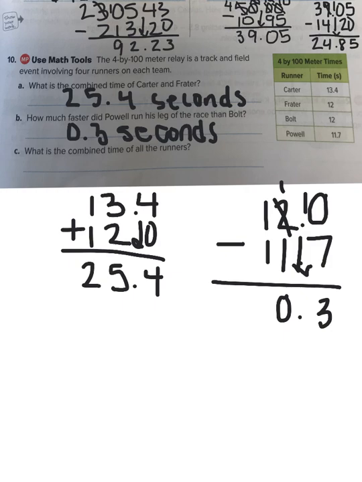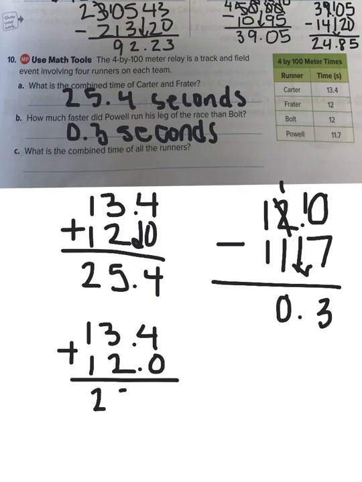Next, part C is asking what the combined total of all of the runners is. So we first need to add up Carter and Frater, 13.4 plus 12, which we know from above is 25.4. Then we need to add Bolt's time onto this, which is 12. Lining up our decimal place, 4 plus 0 is 4, 5 plus 2 is 7, and 2 plus 1 is 3. When you bring down our decimal place, we'll get 37.4.